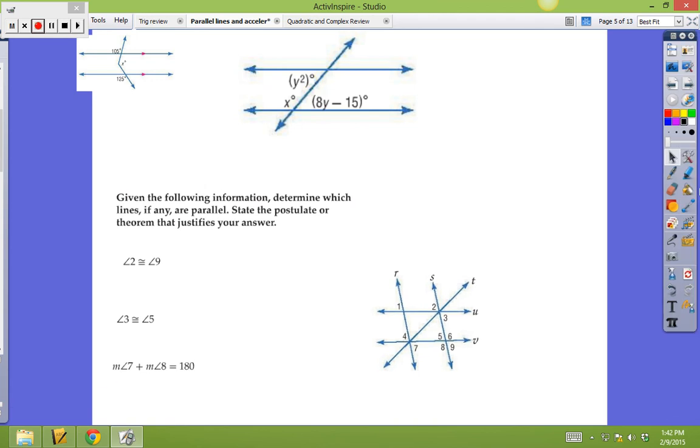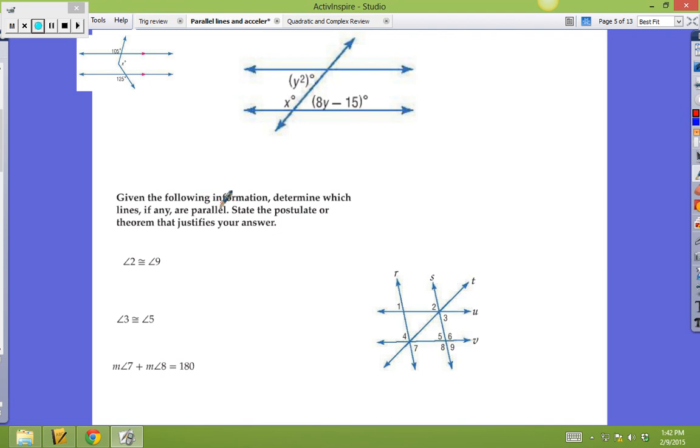Okay, now the bottom one, we gotta figure out which lines are gonna be parallel, and then you gotta justify it with the theorem or the postulates. So first, 2 is congruent to 9, so let me mark that. 2 is gonna be the same as 9. That means U is gonna be parallel to V. So I've got all these lines, R, S, T, U, V. So U and V are gonna be parallel because, so these are the parallel lines and they're cut by line S.